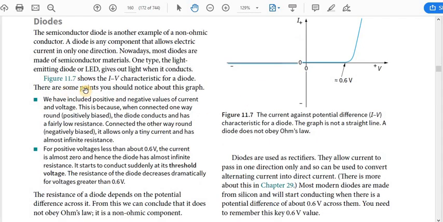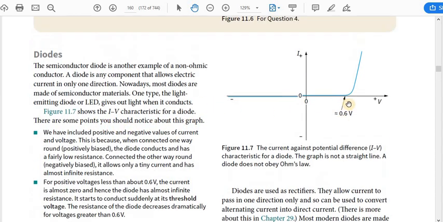There are some points you should notice about the graph. Now over here you can see after it passes a certain voltage only it will start conducting, but before that it doesn't conduct even if it's connected the correct way around. We have included positive and negative values of current and voltage. This is because when connected one way round, positively biased. Okay, so this is what I explained earlier, positively biased, B-I-A-S-E-D, not bias, biased.